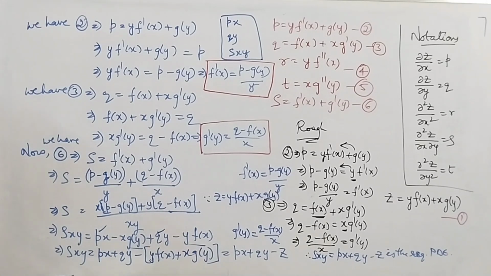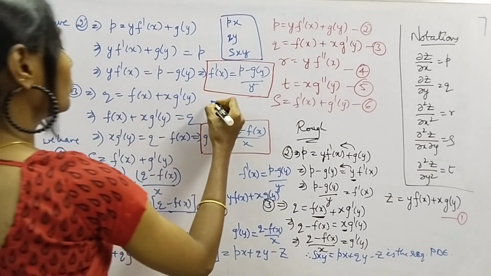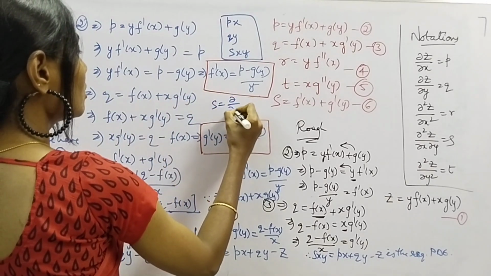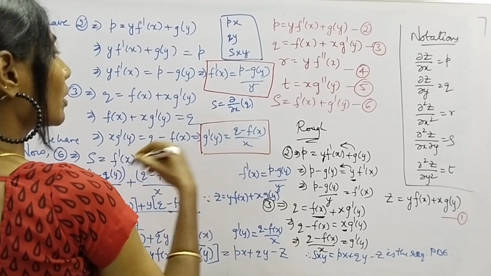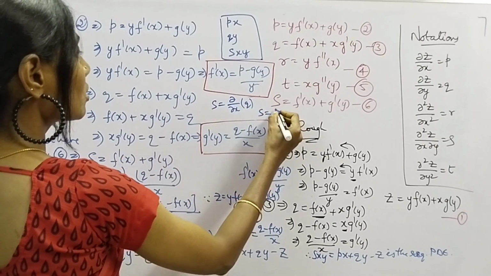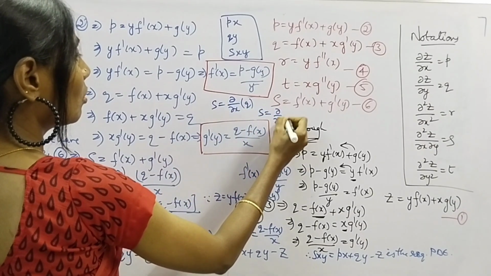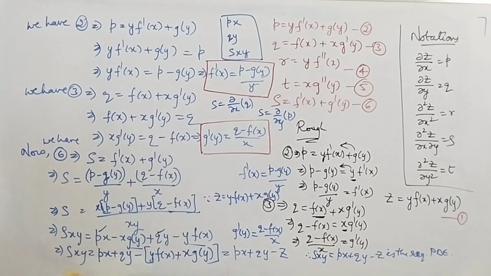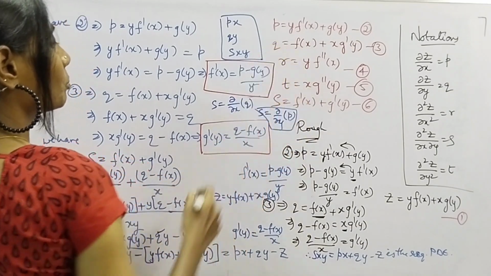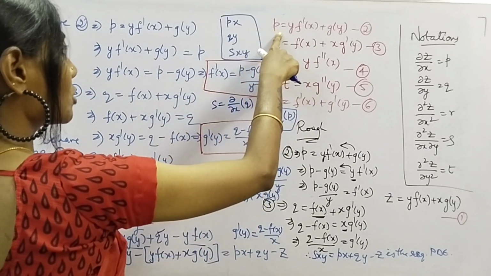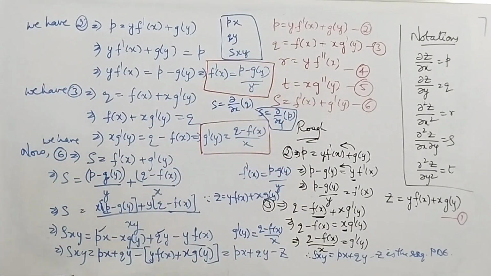Fine. Now I showed that s is given by the partial derivative of q with respect to x. Now I'll show s is given by the partial derivative of p with respect to y also. This completes the problem. Now I'll show you how to find s with the help of p. Just by differentiating p with respect to y, we can get s. I'll show you that now.